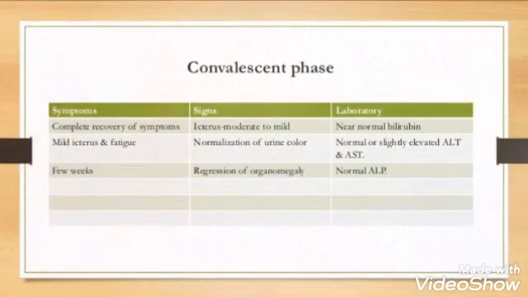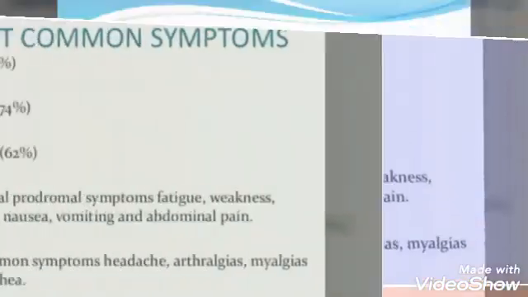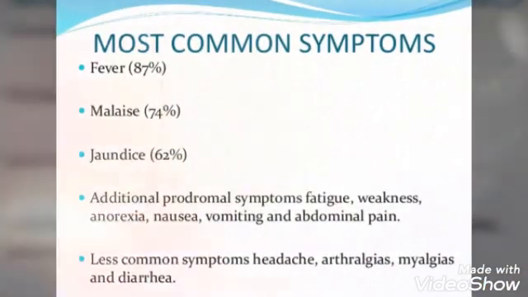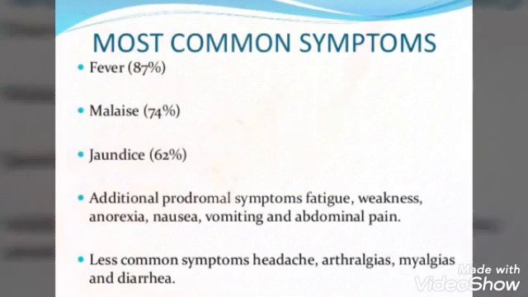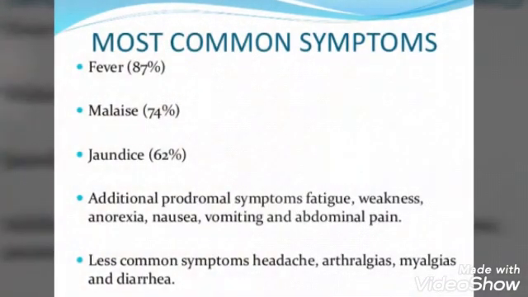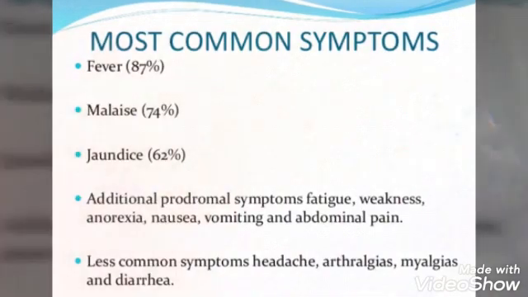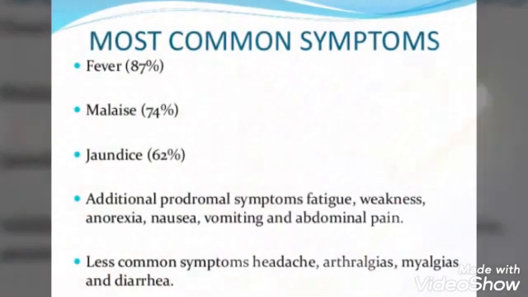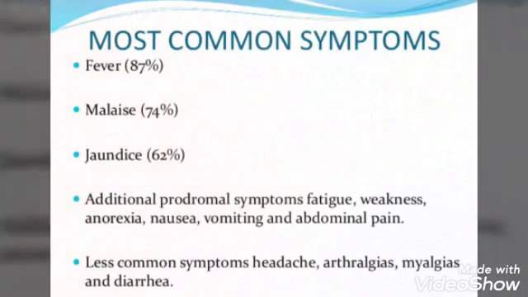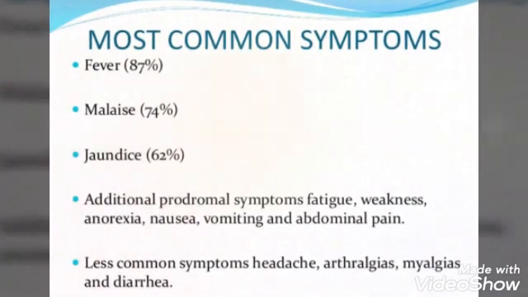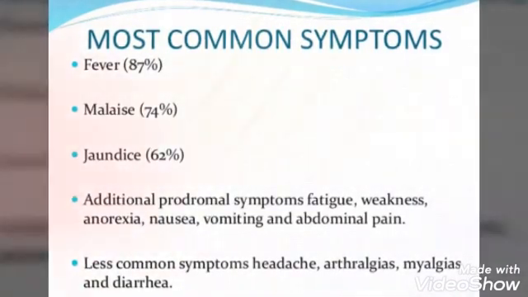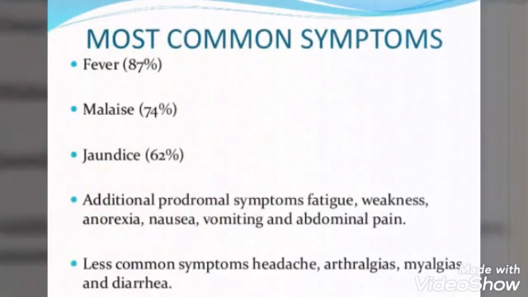Then we'll look at the most common symptoms. The most common symptoms include fever, malaise, jaundice. These are the common symptoms that you can find in all patients with viral hepatitis. Then additional prodromal symptoms: fatigue, weakness, anorexia, nausea, vomiting and abdominal pain. Less common symptoms include headache, arthralgia, myalgia and diarrhea. So these are the common symptoms to be noticed in the patients.